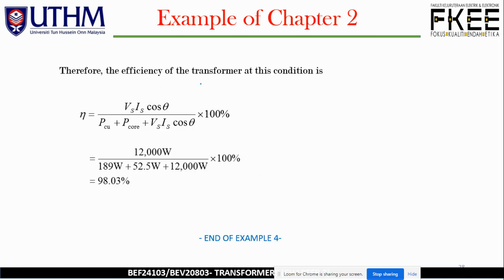Therefore, the efficiency of the transformer at this condition is P out, which is Vs Is cos theta, over P out plus the copper losses and the core losses. Substituting the values 189 watt, 52.5 watt, as well as the P out of 12 kilowatt, gives the efficiency equal to 98.03%.